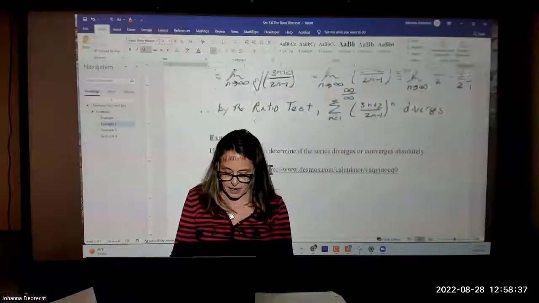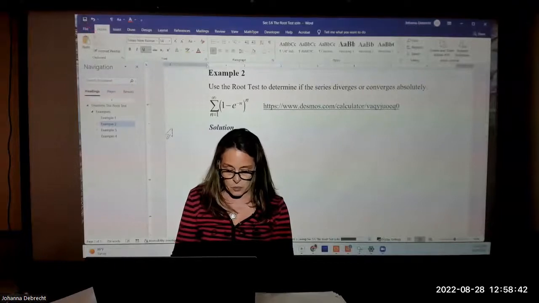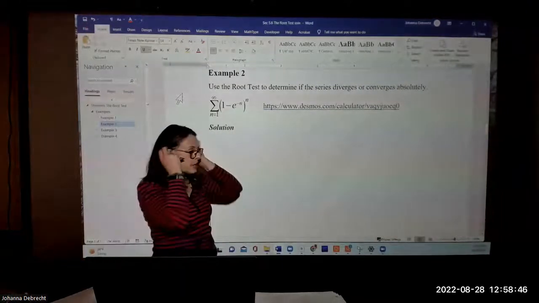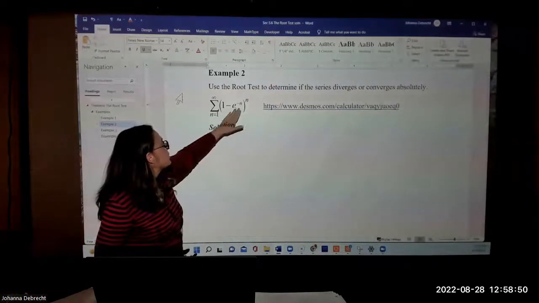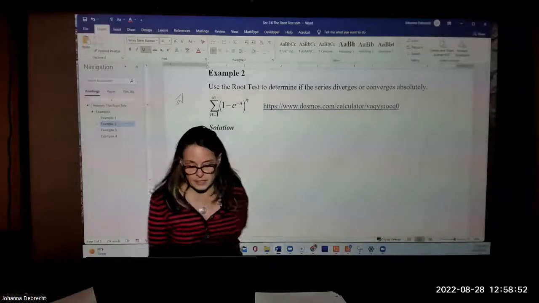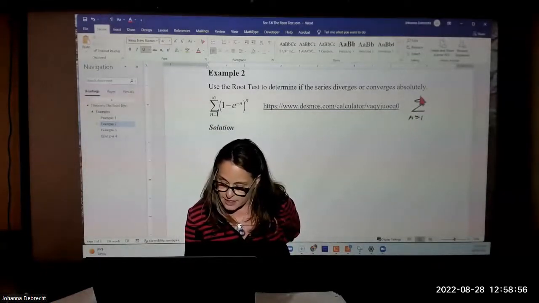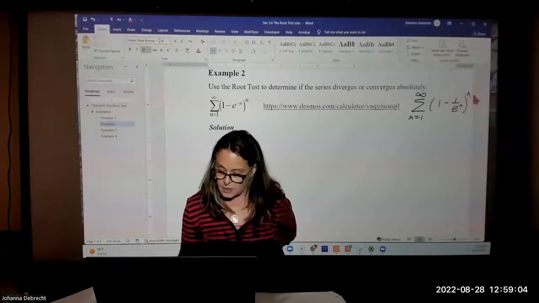Let's now go ahead and look at example 2. In example 2, we would again have a little bit of a difficult time probably trying to evaluate the divergence test. We know that this can be written slightly differently. We could rewrite this instead as the series from 1 to infinity of (1 minus 1 over e to the n) raised to the nth power.